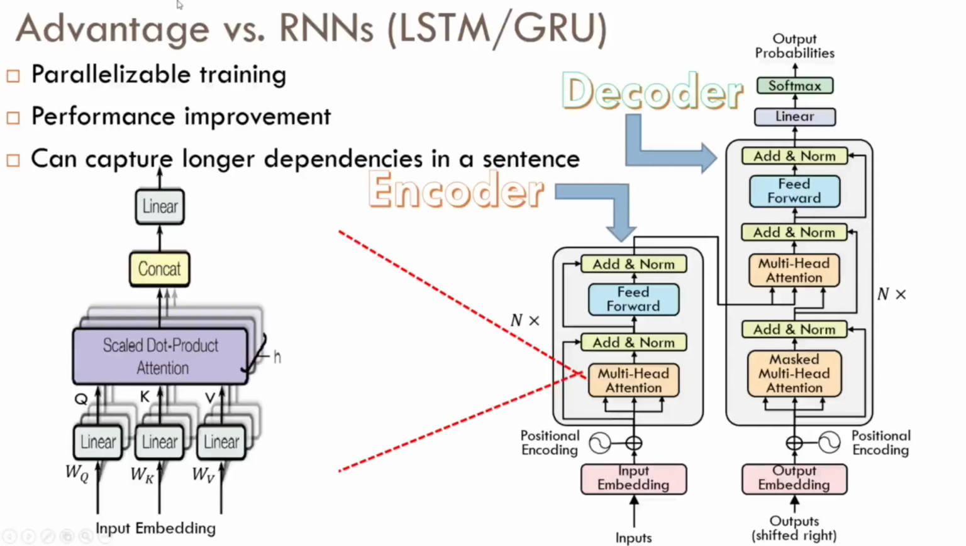It also gives performance improvement, and it can capture longer dependencies in a sentence because we are doing all-to-all attention. We are not doing it sequentially. The problem with sequential is that as the sentence gets longer and time passes by, it becomes difficult for the network to remember, or to pay attention to, dependencies between the earlier parts of the sentence. But here we are using all-to-all attention, so it's able to capture that.